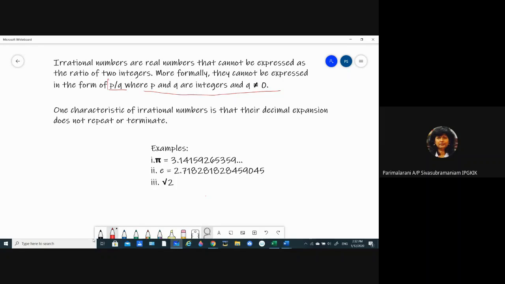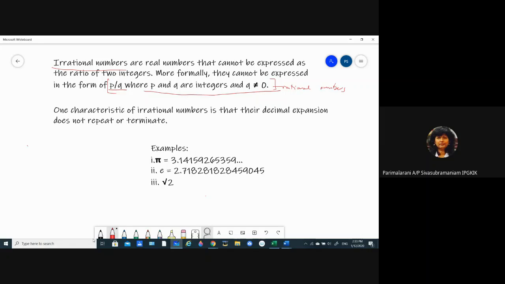You know that this definition here is for rational numbers. So if a number can be represented as P over Q, where P and Q are integers, and Q is not equal to 0, then it's a rational number. If it cannot be expressed in this manner, then it is an irrational number. That means any number that is not rational is irrational.